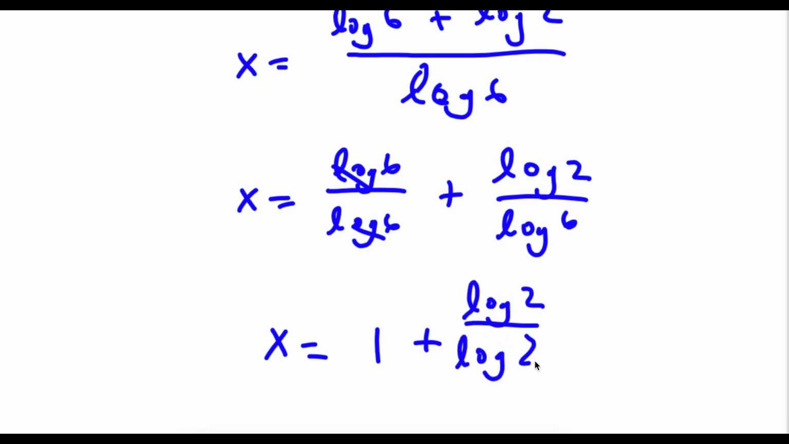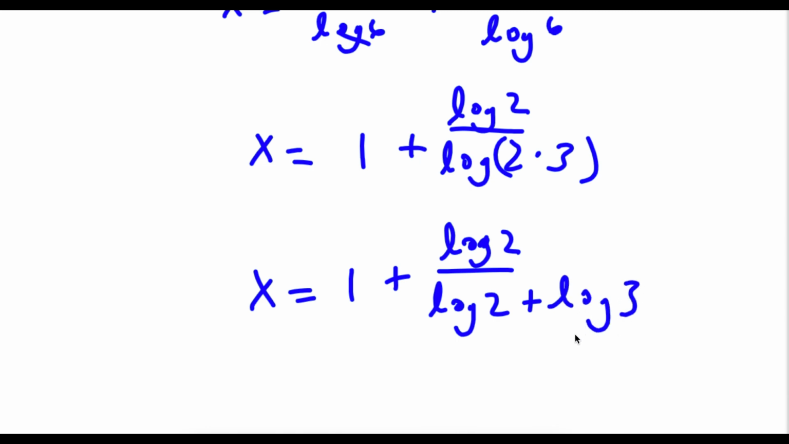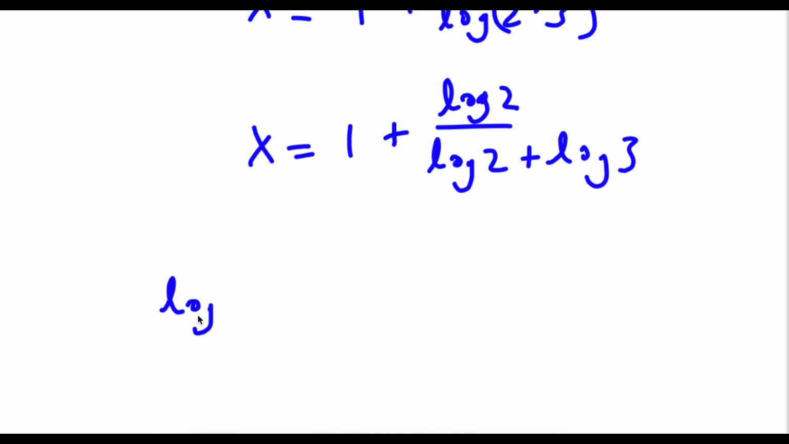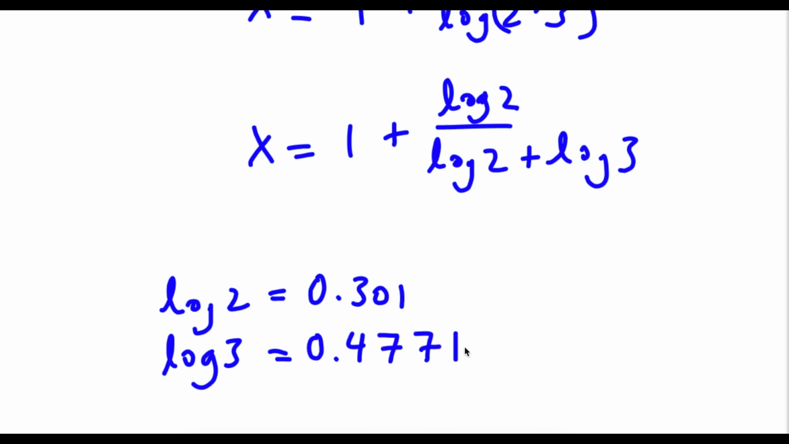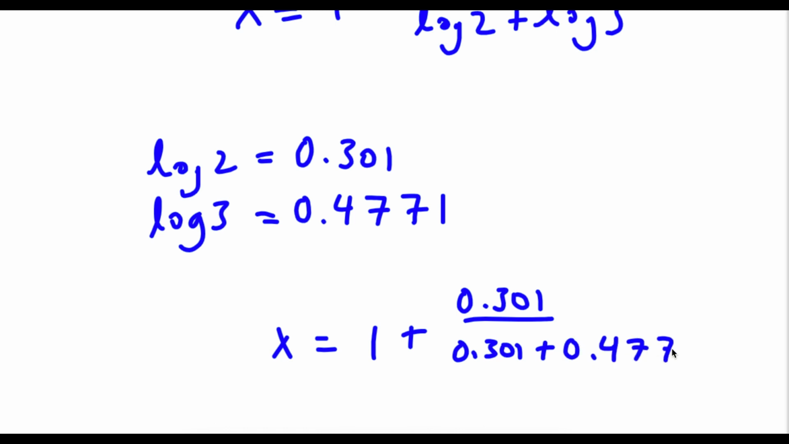I'm going to again change log 6 to log 2 times 3. Now I have x is equal to 1 plus log 2 over log 2 plus log 3. Now log 2, this is equal to 0.301. And log 3, this is equal to 0.4771. So now I have x is equal to 1 plus 0.301 over 0.301 plus 0.4771.